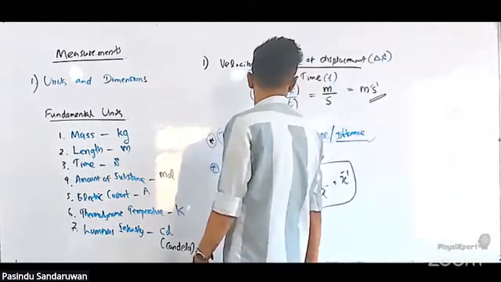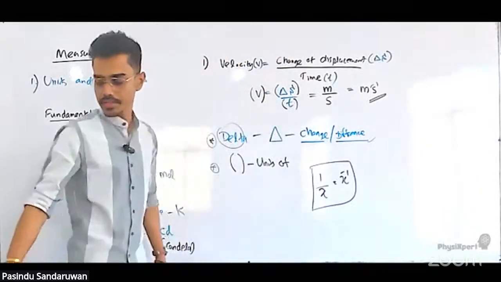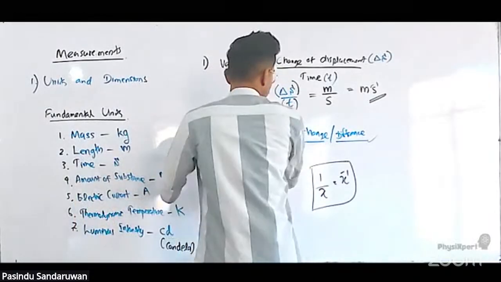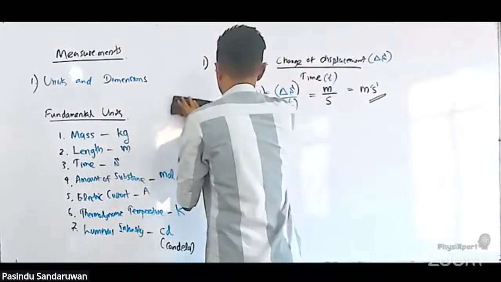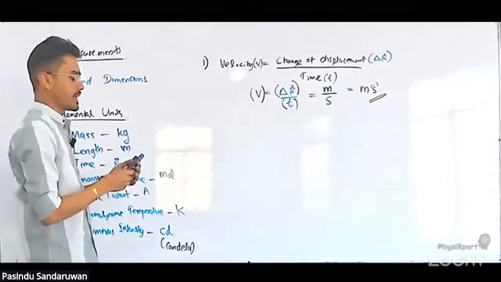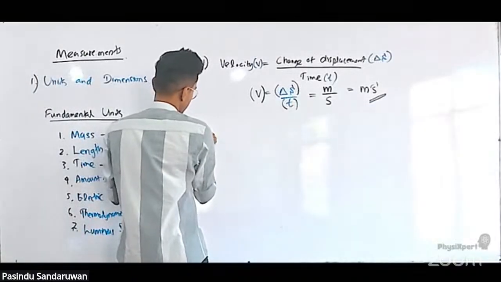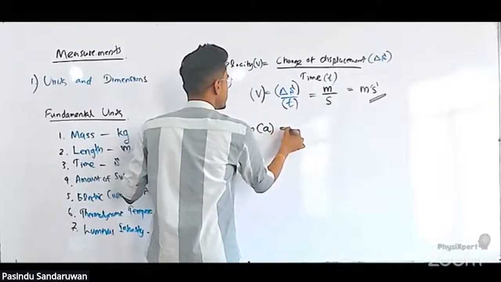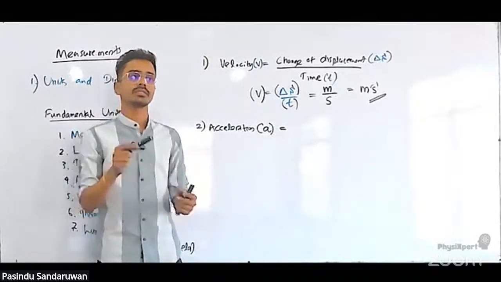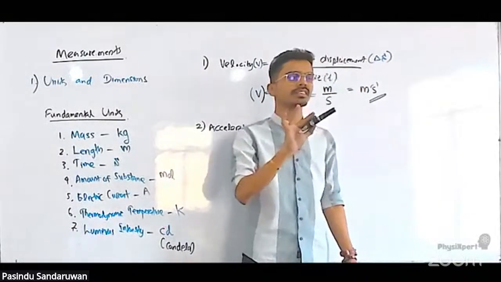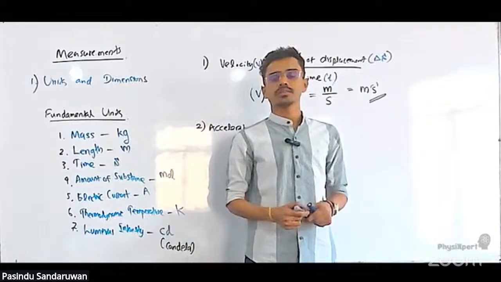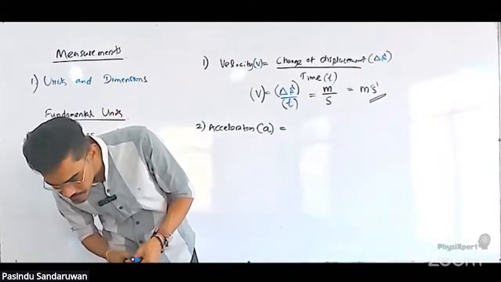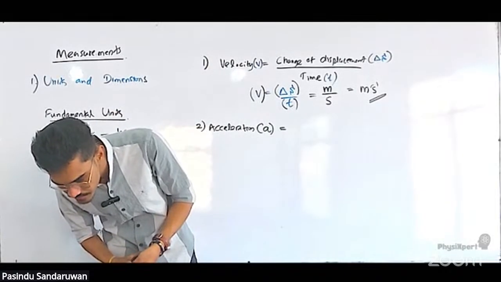Okay. Let's try another one. Second one: derive acceleration. Again, what is the general equation of acceleration? Now again, more or less the same thing, not velocity over time, but change of velocity over time. Don't say velocity over time. There is change of velocity over time.